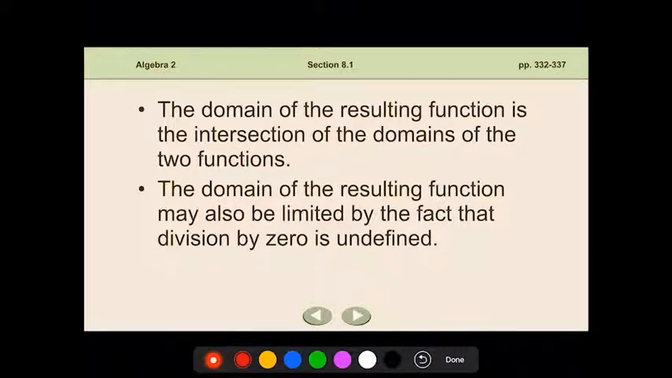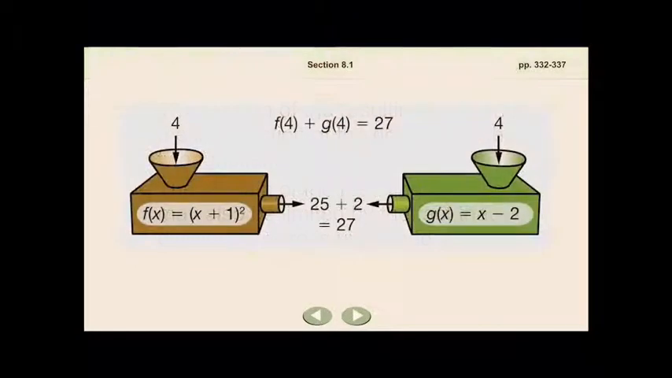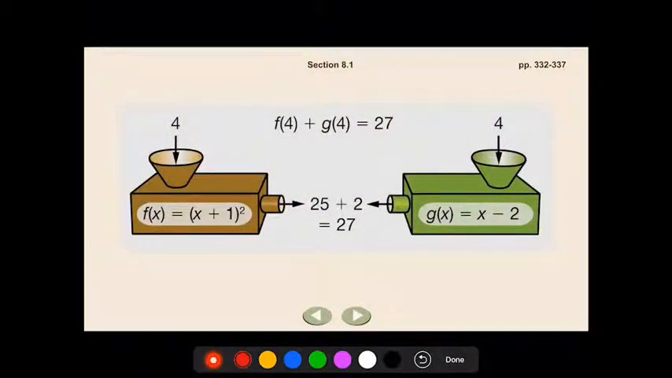It sounds really hard, but I promise it's not super difficult, because you literally are finding f plus g of x. You're finding what f plus g of x is, and then whatever that final piece is, that's actually going to be the domain. So that's how that works. Okay, so this is what it actually is talking about.